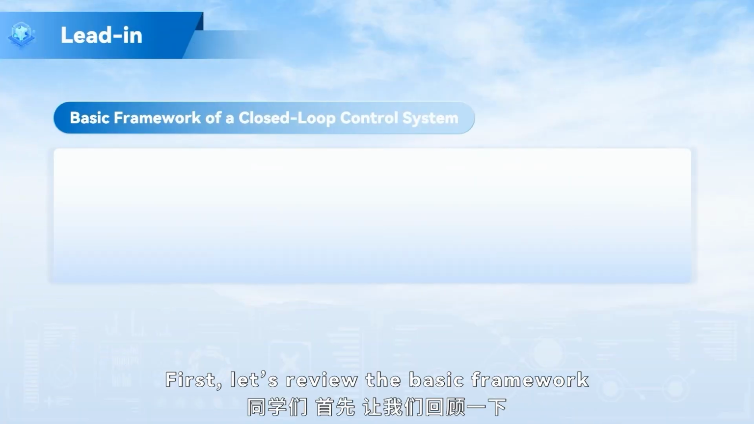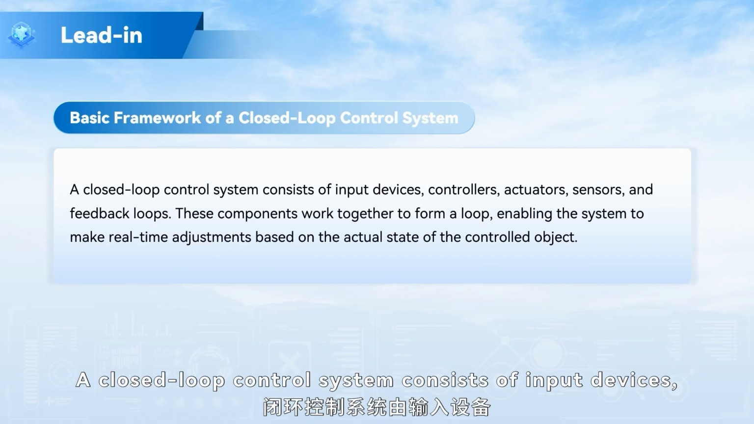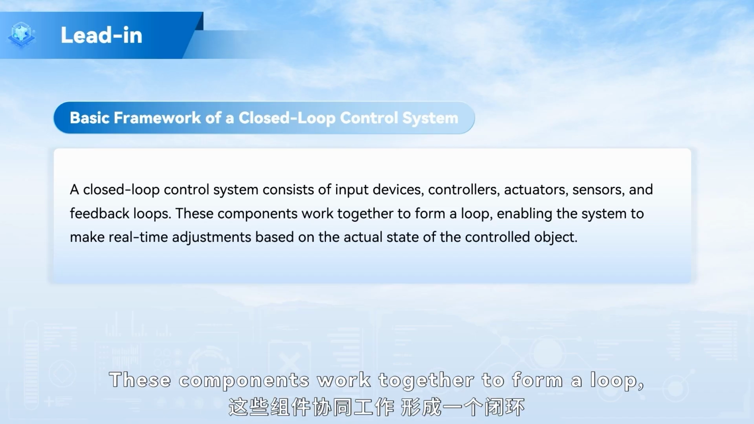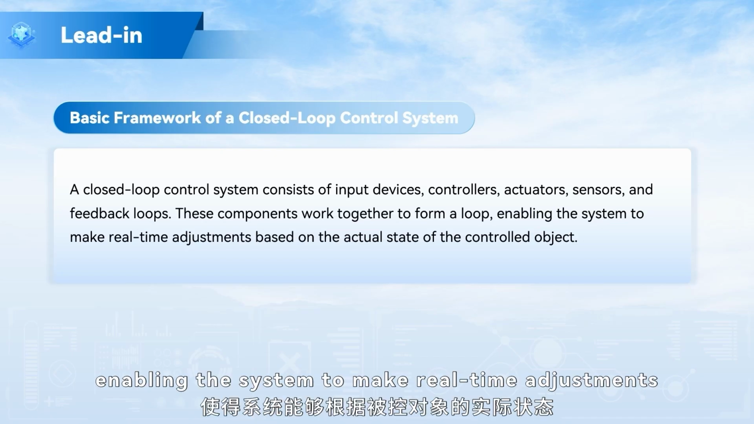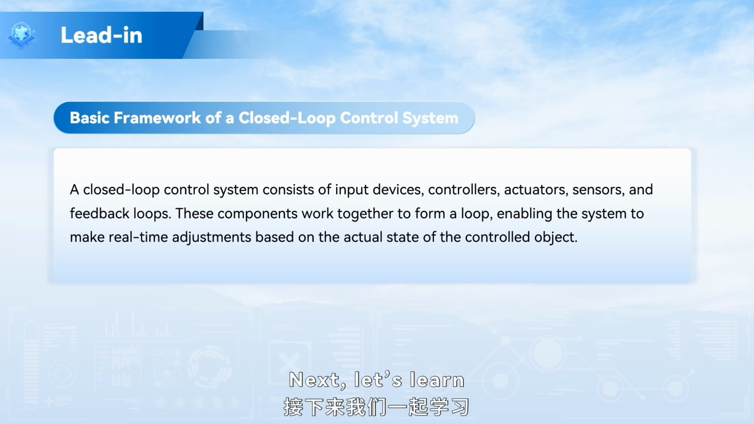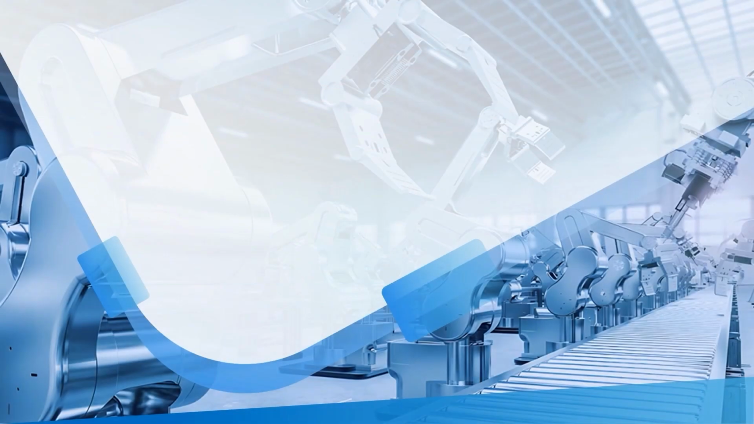First, let's review the basic framework of a closed-loop control system. A closed-loop control system consists of input devices, controllers, actuators, sensors, and feedback loops. These components work together to form a loop, enabling the system to make real-time adjustments based on the actual state of the controlled object. Next, let's learn the control principles of closed-loop systems.